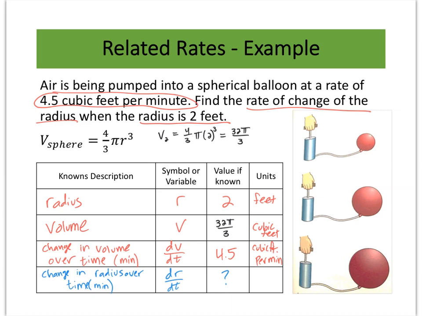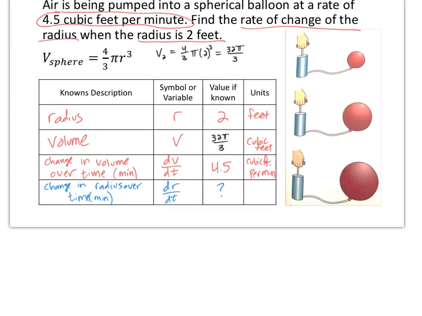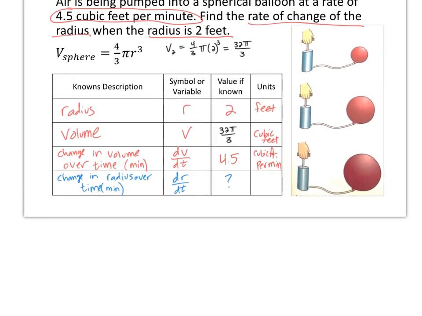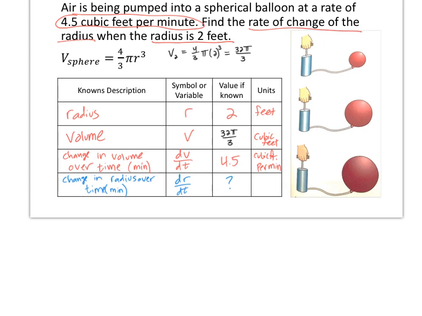Okay. So I'm going to scoot this up just a little bit because I have all of the information that I need to know, and I'm looking for this dr/dt. The radius is going to be feet per minute, because radius is a linear measurement. It's a flat measurement. It's not a volume or area or anything like that. Boy, I'm stuck. I know that I have dV/dt, I have R and V, and the only thing that links them together is, you guessed it, this formula right here.